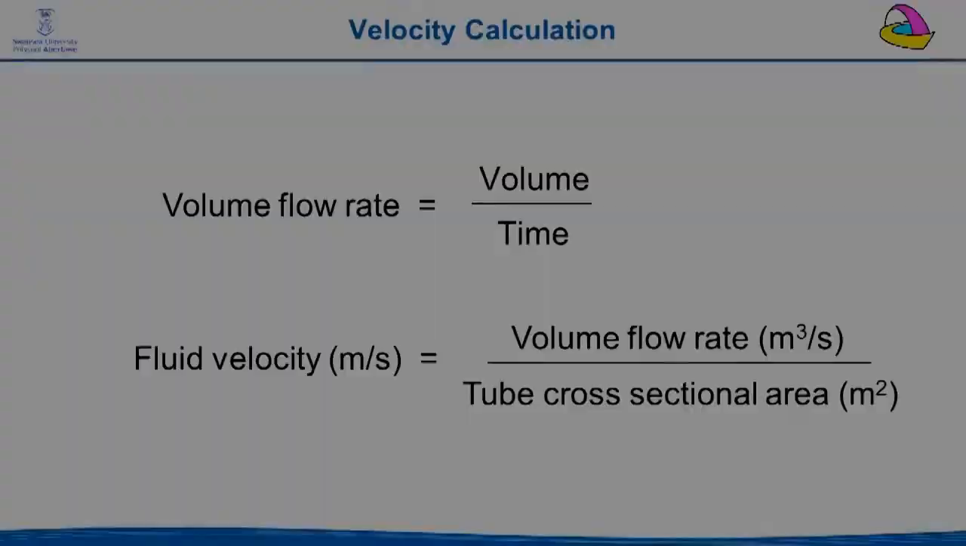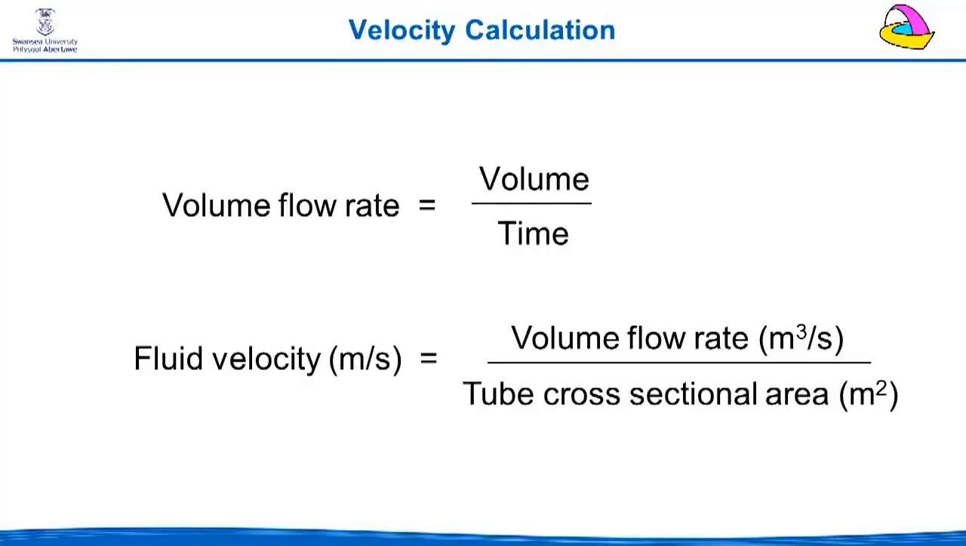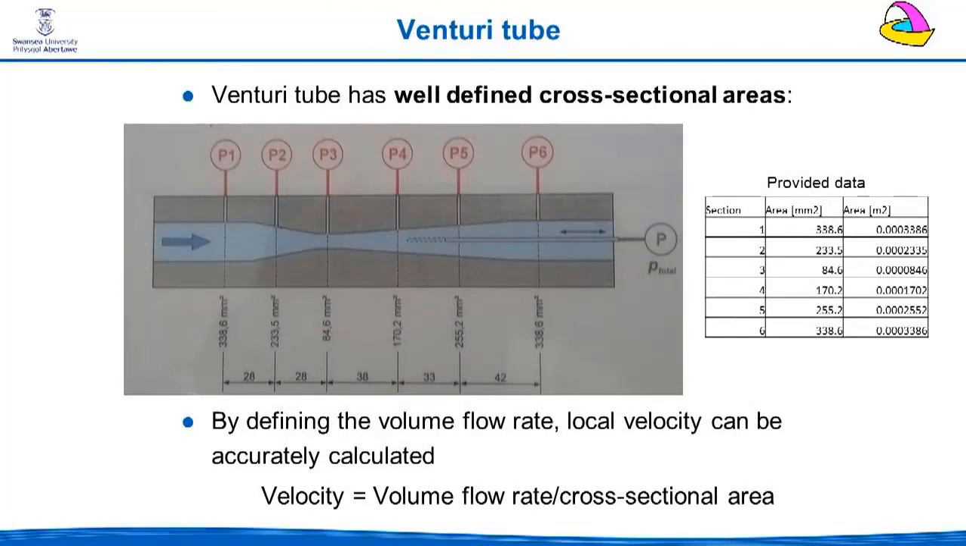You won't be measuring the fluid velocity directly, but rather measuring the volume flow rate and calculating the velocity based on the tube dimensions. The Venturi tube has well-defined cross-sectional areas. By measuring the volume flow rate, that is the volume flowing through the system per unit time, and dividing it by the cross-sectional areas at each point, we can get a corresponding average fluid velocity at each point.